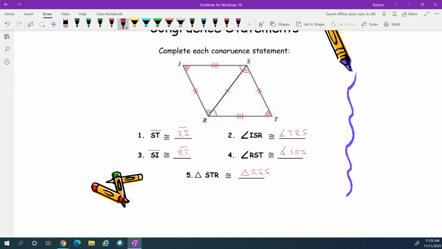If angle RST measures 60, well, then angle RSI measures 60. If segment SI is 40 meters, well, then segment RT is 40 meters. Same shape, angles have to match, same size, corresponding sides have to match or be congruent. All right, we'll stop there and we will pick it up next time.